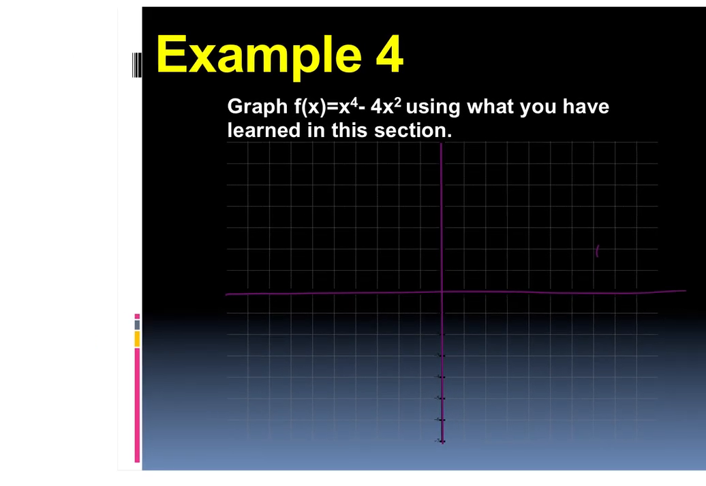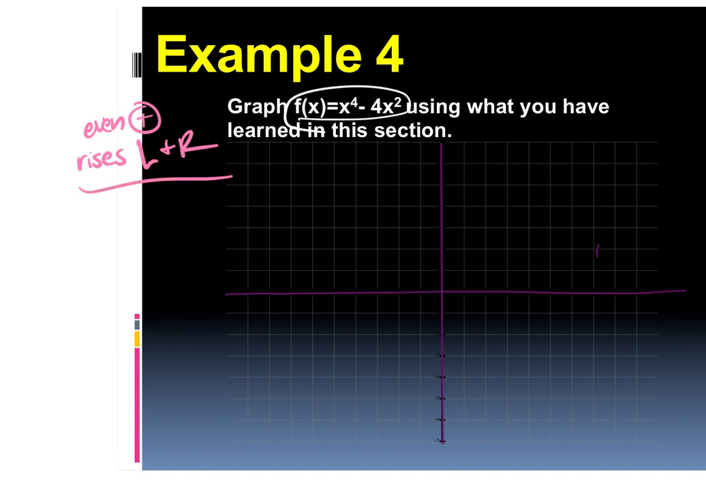First thing I want to do is figure out my end behavior. So what's the highest exponent? 4, even or odd? Even. Is the leading coefficient positive or negative? Positive. So if it's even and it's positive, what's my end behavior? Rises left and right. You could also write both up. That's fine. I know what you mean.